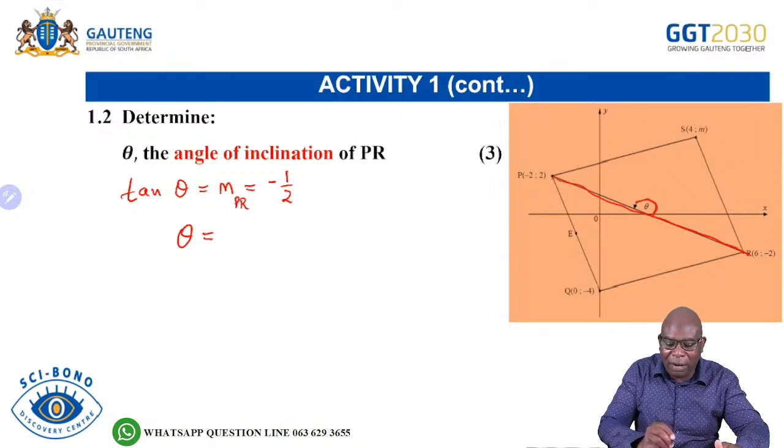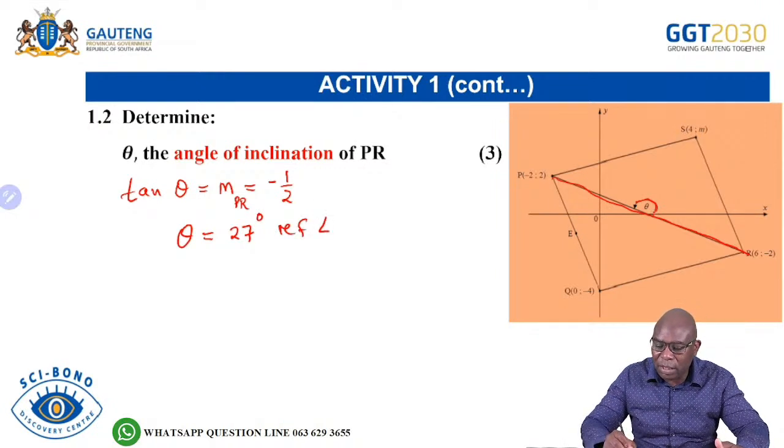If I press half, the angle that I'm going to get is approximately 27 degrees. I call this a reference angle. Why? Because I can see that this angle here is more than 27 degrees. It's even more than 90 degrees, meaning it's an obtuse angle. So it cannot be 27.